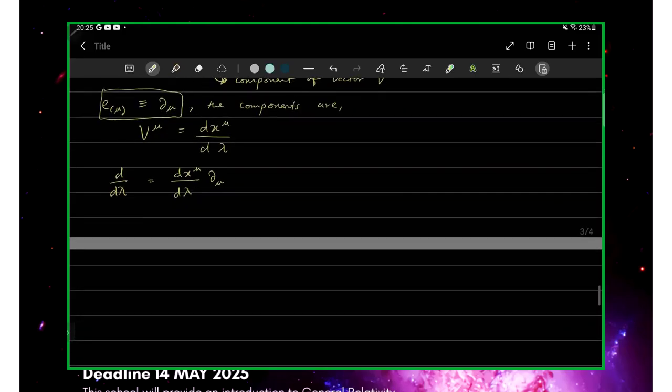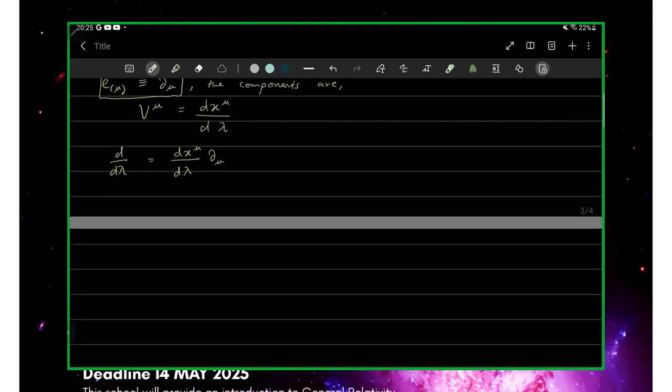Okay, so let's now define covectors, like I was saying.